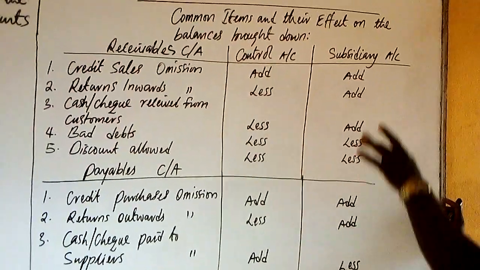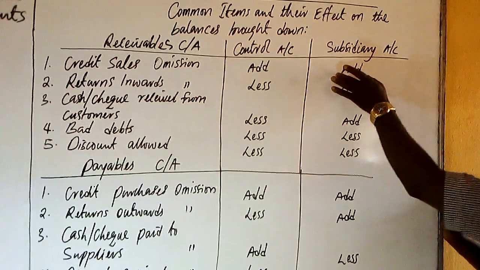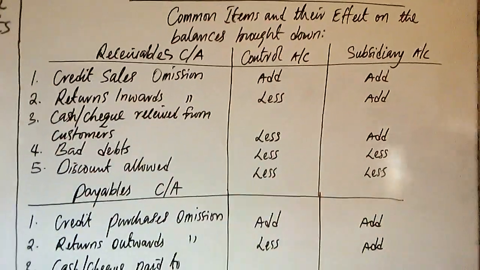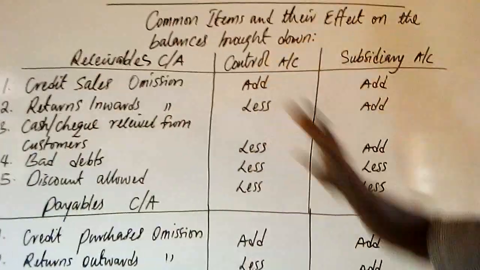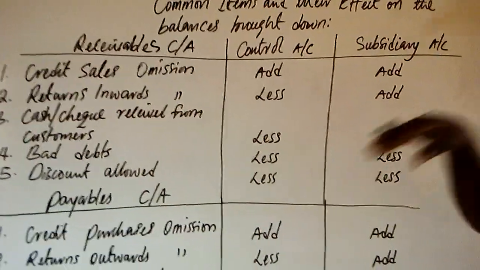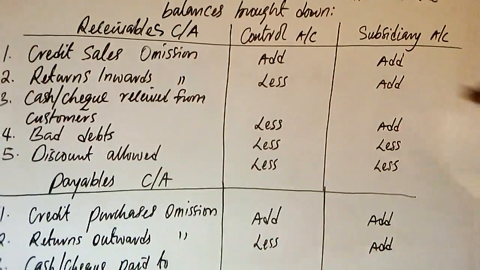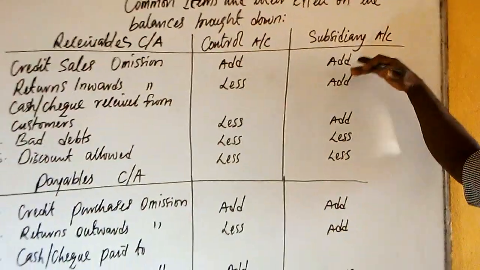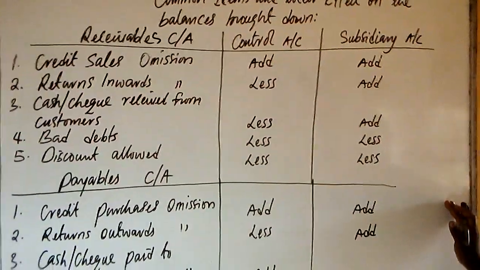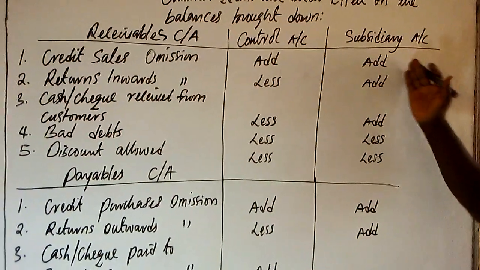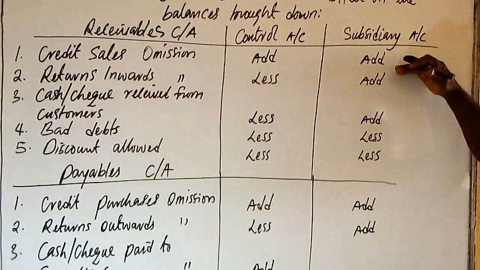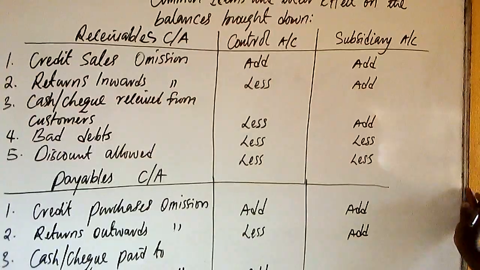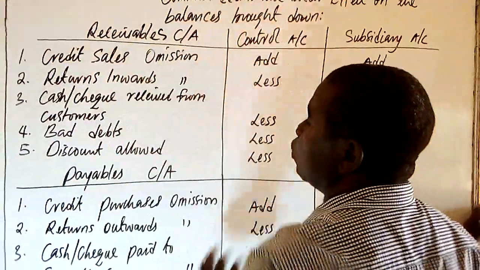In the same way, if there is credit sales omission in the subsidiary account, the same addition will be done, because the amount here will be less, while in the other account it will be more. So anytime there is credit sales omission, the omitted amount is added to the account where it was omitted. If there's omission here and no omission there, you add it here, and the two will agree. That is credit sales omission. Next is returns inward.